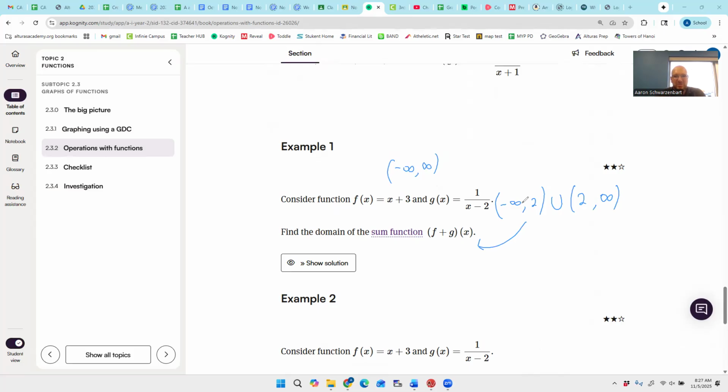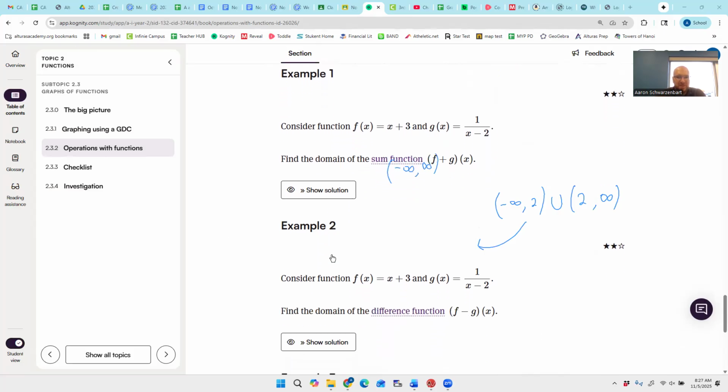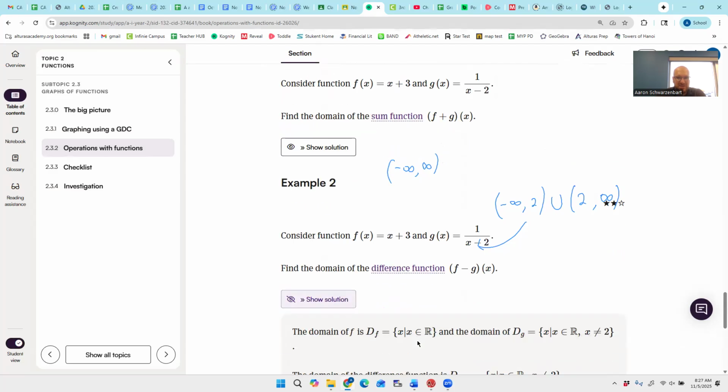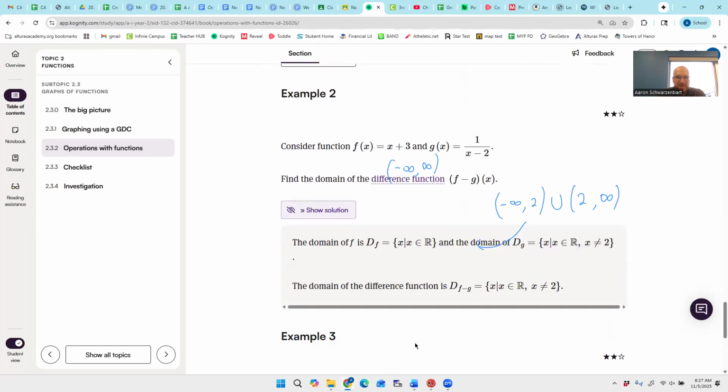The intersection is where both of them are valid. This one is everything but 2, this one's everything, so. Now the difference, same thing. And they showed it in set builder notation.